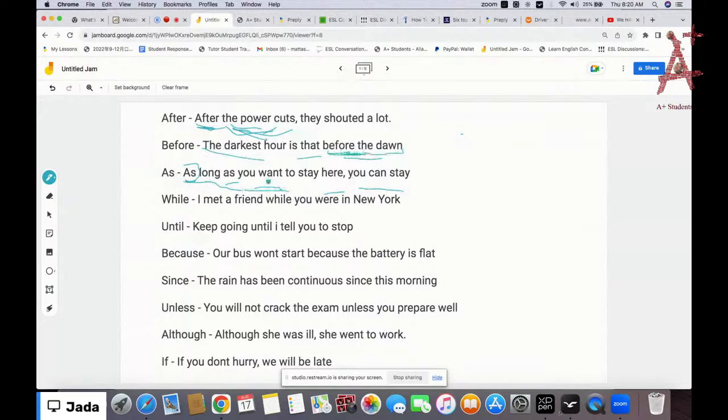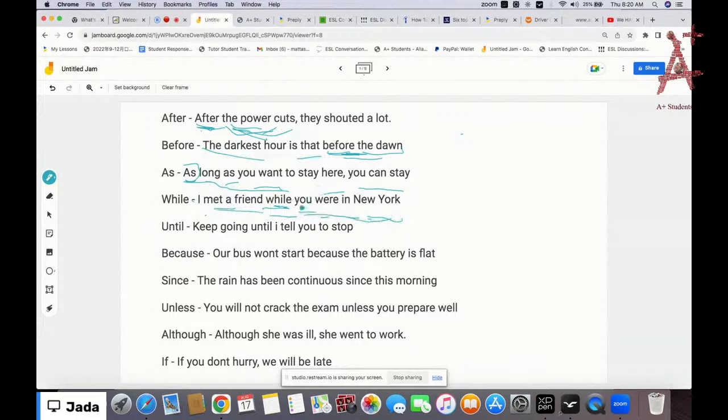Most of them don't make sense without the subordinating conjunction. So you need a subordinating conjunction to make the sentence correct and make the sentence make sense. And then next is, I met a friend while you were in New York. While you were in New York. So this is a subordinating conjunction joining the two sentences together. I met a friend, you were in New York.